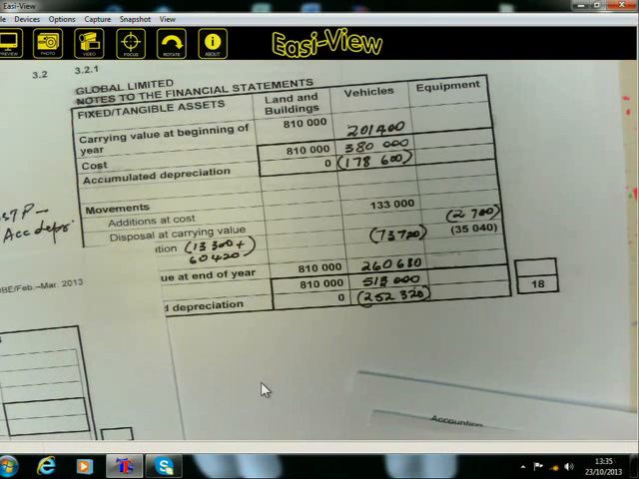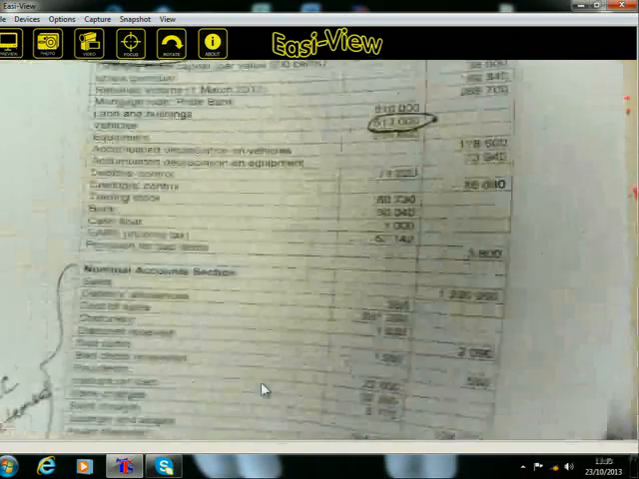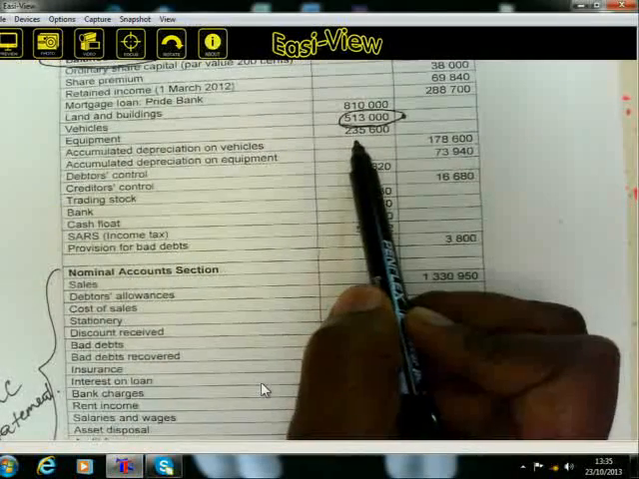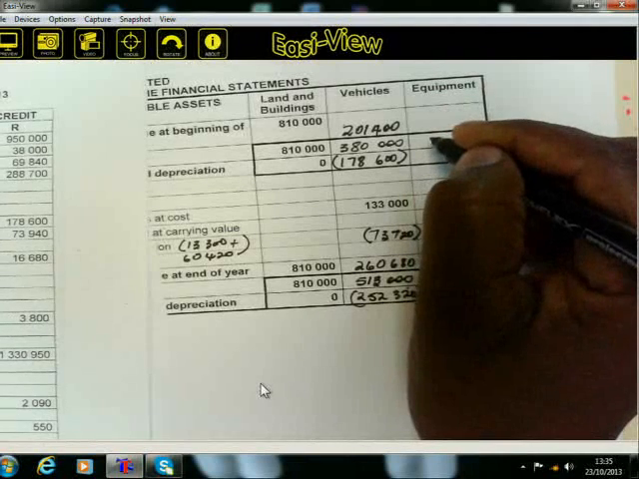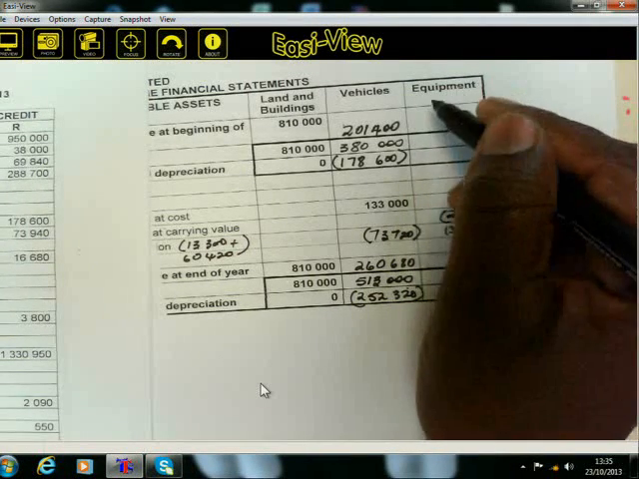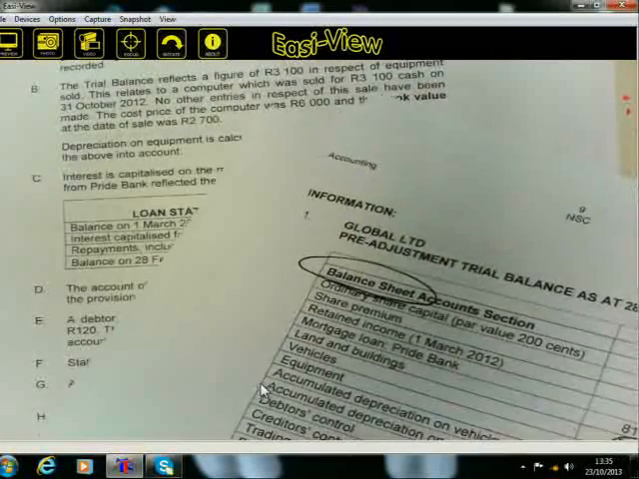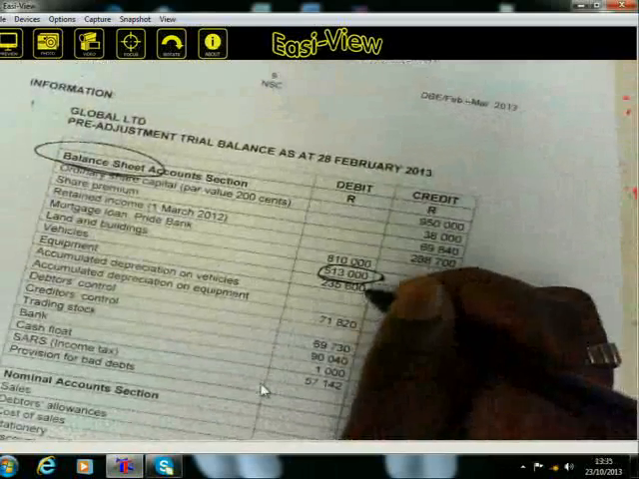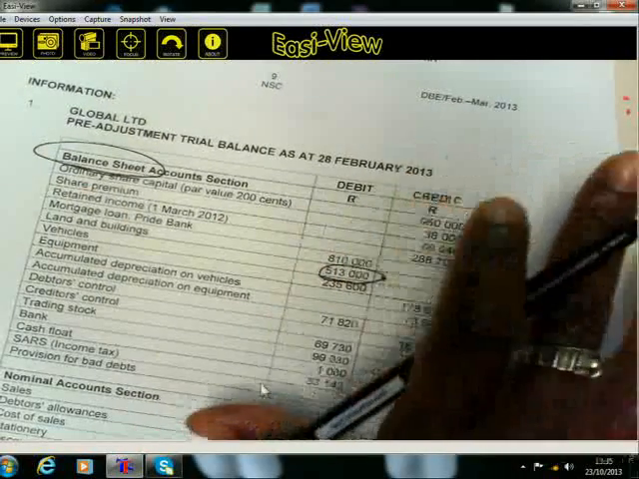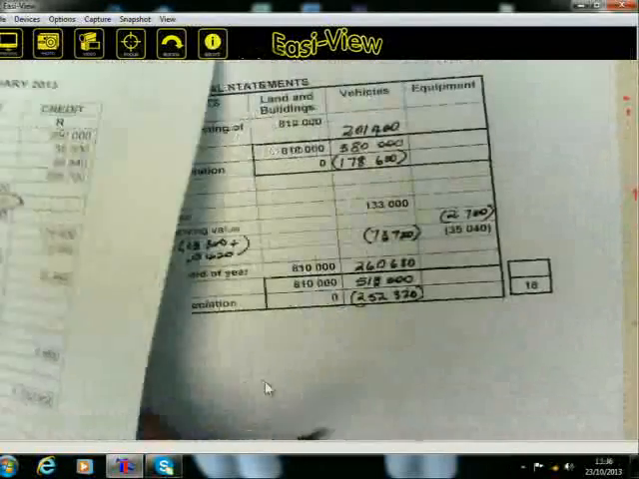From the trial balance that we are given, it says the equipment was 235,600. That is at the beginning of the year. Before taking the adjustment into account, let us read the information. No entries in respect of this sale have been made. That means the sale of the asset is not there, so we have to take it into consideration now.